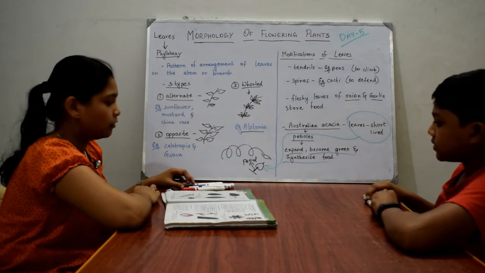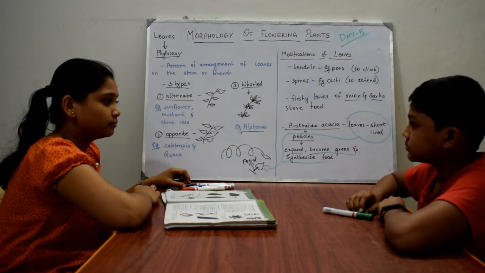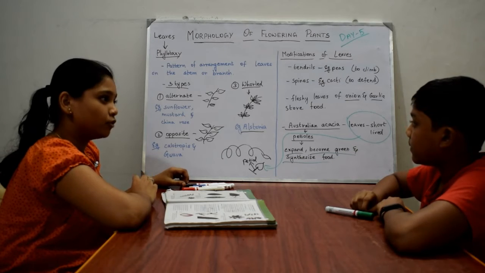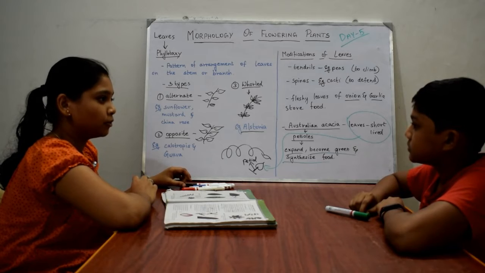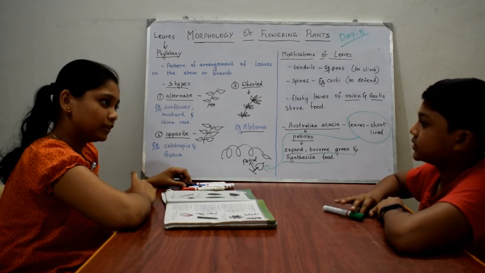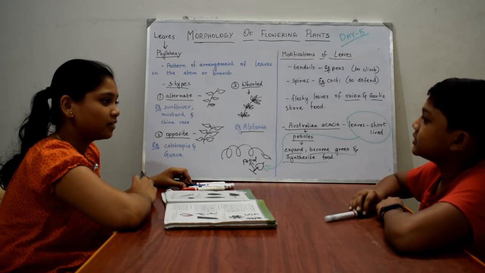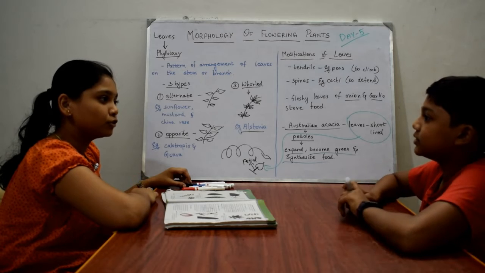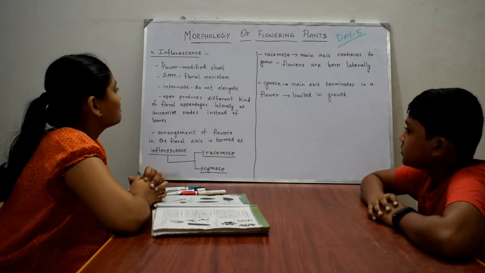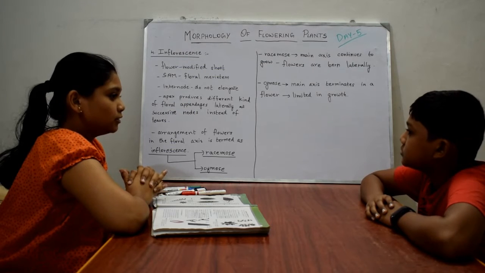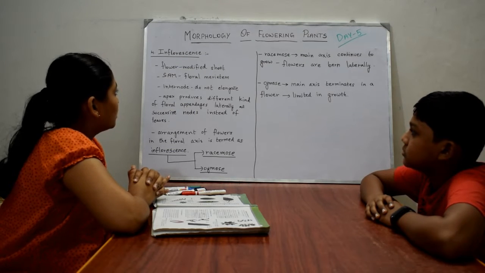So now we have seen the subtopics under leaves. Next we will see inflorescence. About inflorescence, we will discuss the names and patterns in the next topic. Now we are going to discuss the fourth topic in morphology of flowering plants, which is inflorescence.